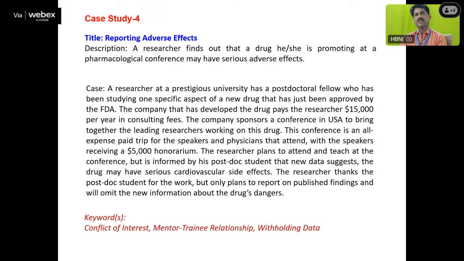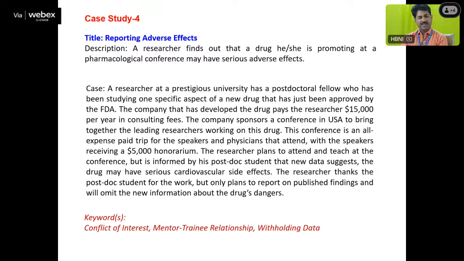been finalized. The researcher was supposed to go to the conference to explain about this particular drug which has been recently approved by FDA, what are the beneficial properties and so on. And during this time, the postdoctoral fellow got some new data during the new experiments. The student found that the drug may have serious cardiovascular side effects.